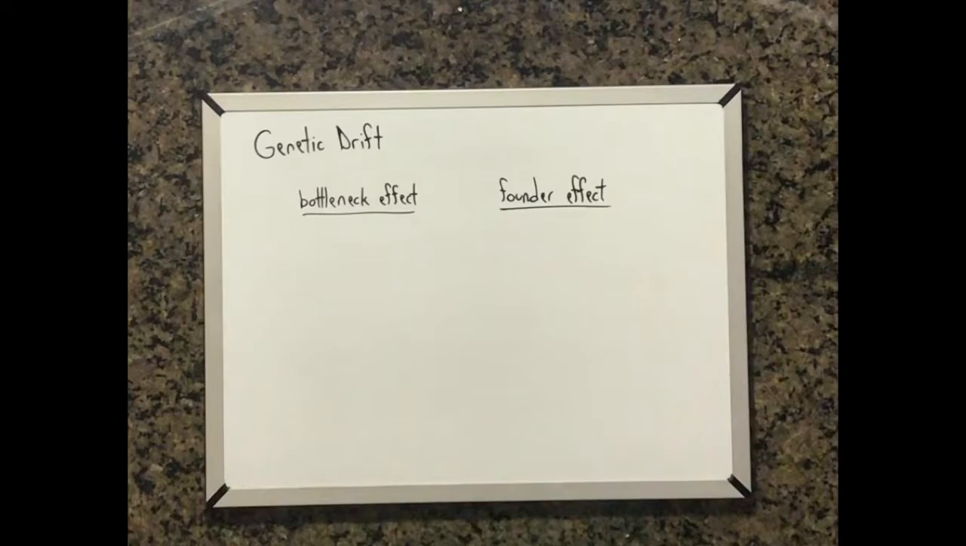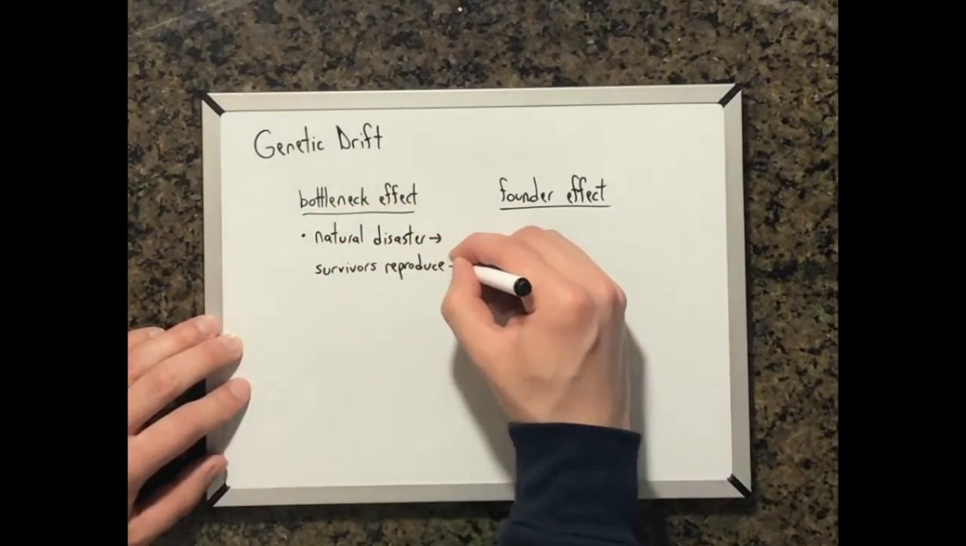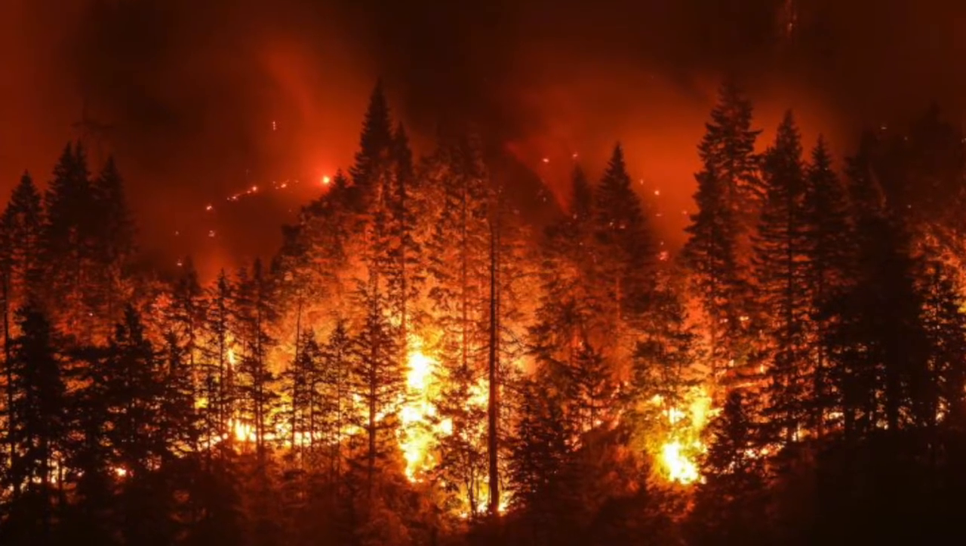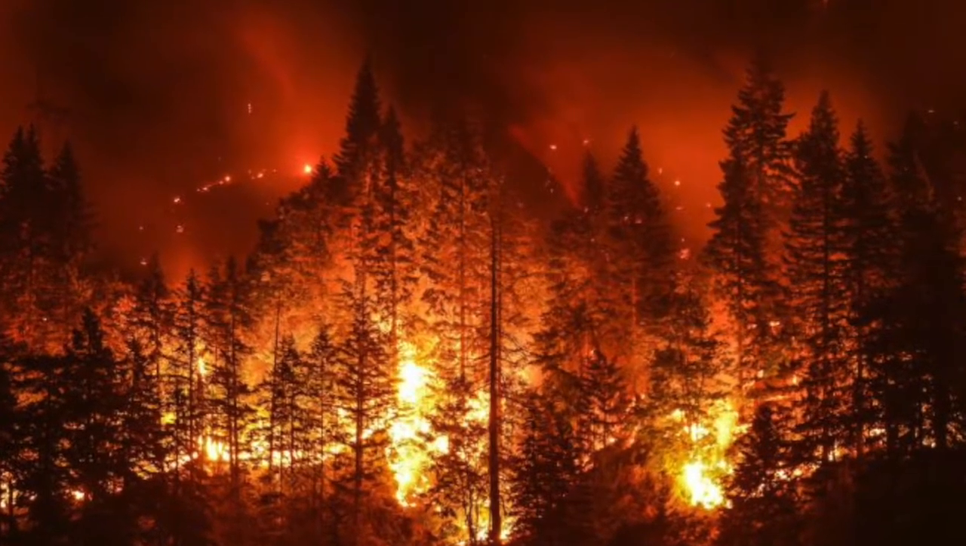The bottleneck effect is when some sort of chance event, like a natural disaster, wipes out part of the population, allowing only the survivors to reproduce, which thereby changes the allele frequencies from one generation to the next. This is like the example previously described with the beetle population.